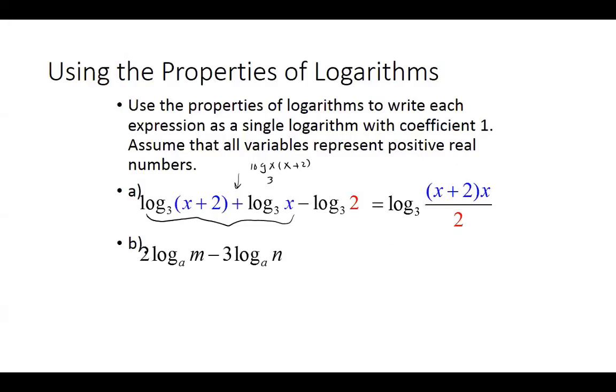Next one, here I need to move the 2 right to the top of m, and the 3 goes to the exponent for n. Now the argument here would be m squared minus n cubed. Recall minus means the quotient. So we're going to write it as log of m squared over n cubed.